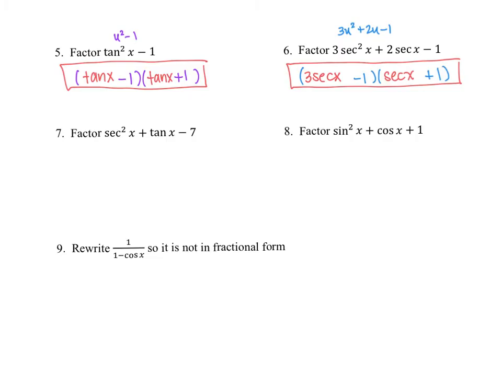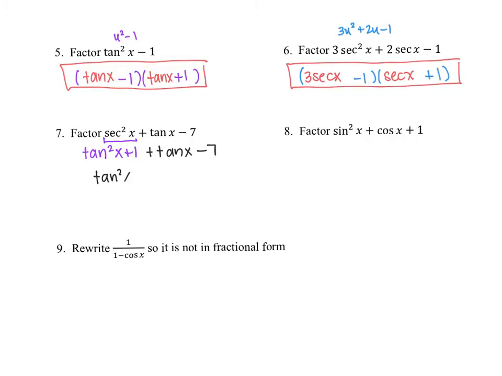Okay, for number 7, it says secant squared x plus tangent x minus 7. I can't factor it if it has two different trig functions in it. So I'm going to have to make a substitution. Because I see there's a squared, I'm going to make the substitution for the secant squared because of the Pythagorean identities, and I know that there's something squared which I can make a substitution for. If you check back on your Pythagorean identities, secant squared x equals tangent squared x plus 1. Then I'm going to bring down the rest of this and simplify it before I factor it. Now at least everything is in terms of tangent, which means it should be easier to factor.